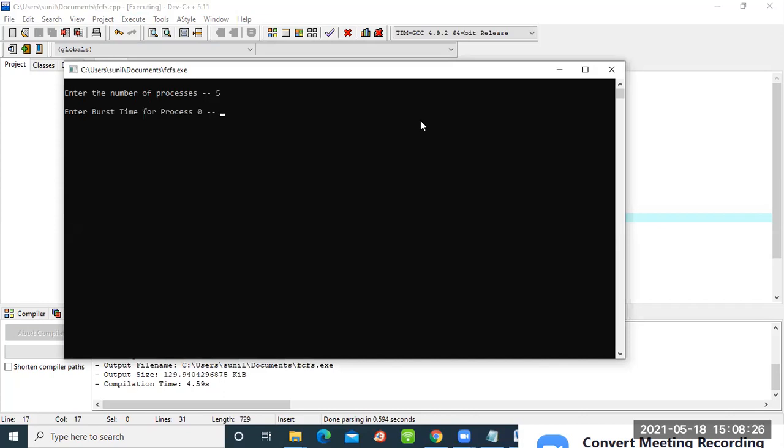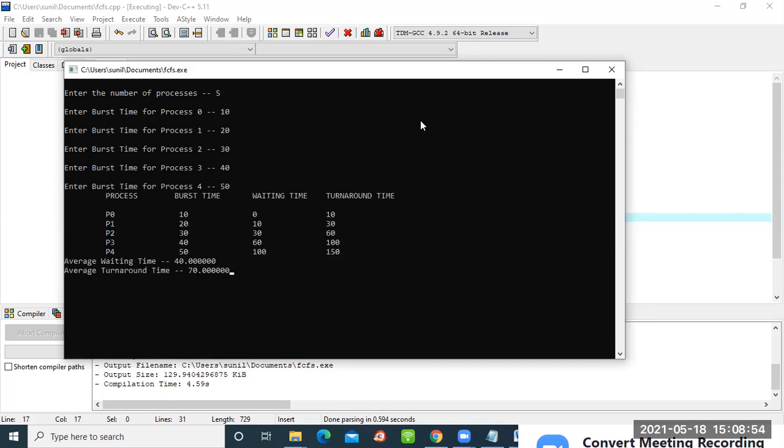Okay. Now what is it asking? Enter the burst time of process. It is asking me to enter the burst time of each process. So now let me give the burst time of each process. Suppose the burst times are 10, then enter, 20, 30, 40 and 50. Fine. Now you can see the output that is displaying.